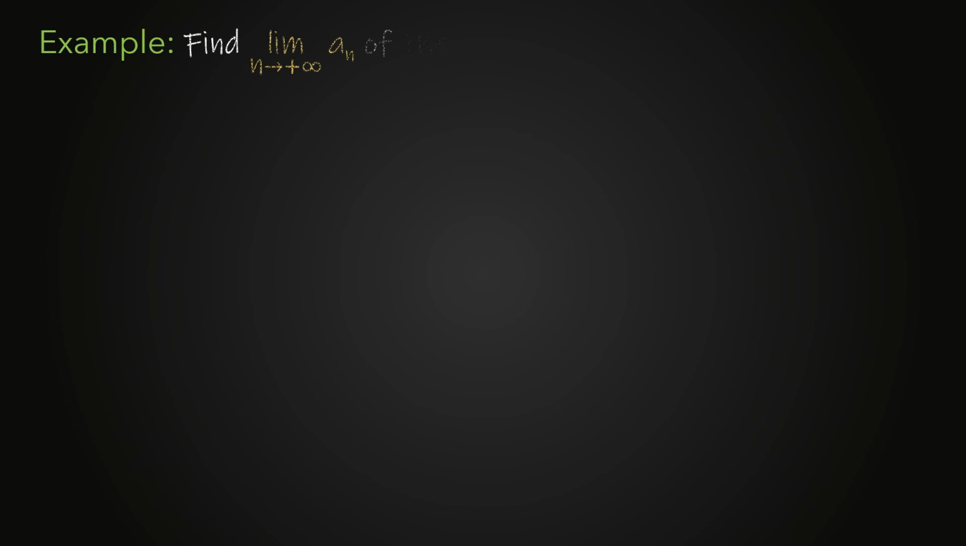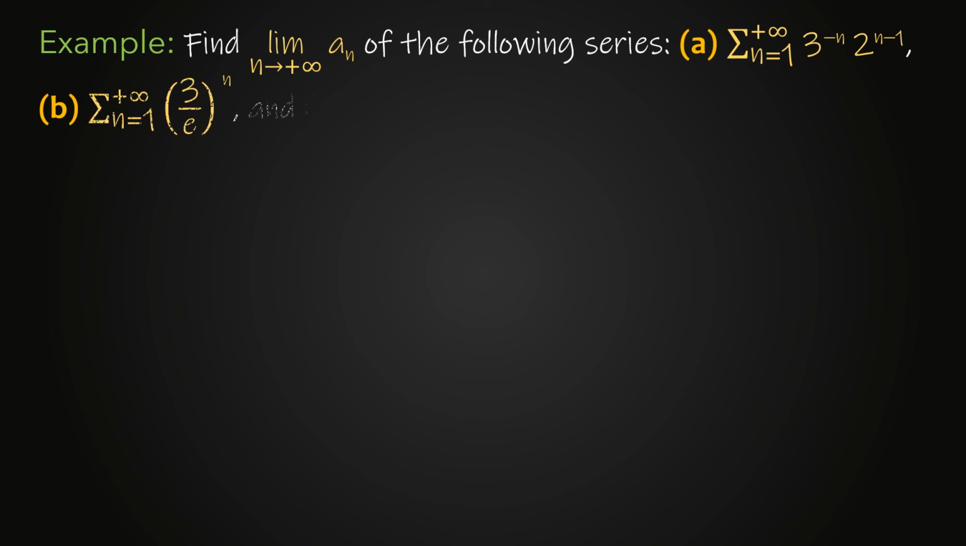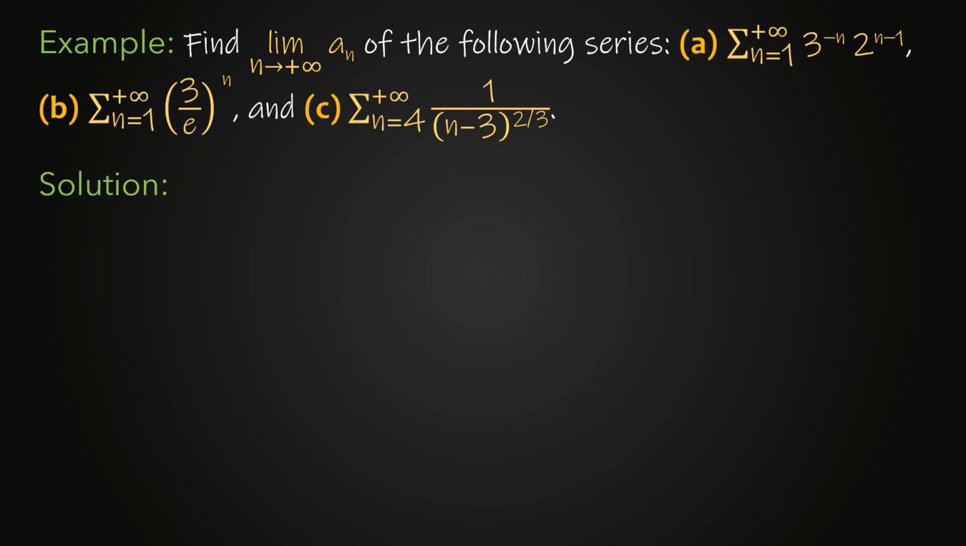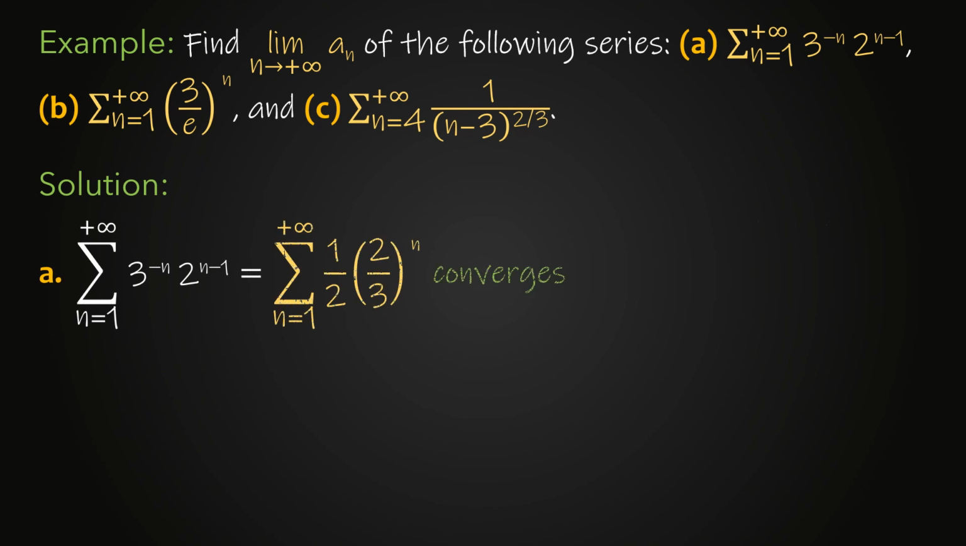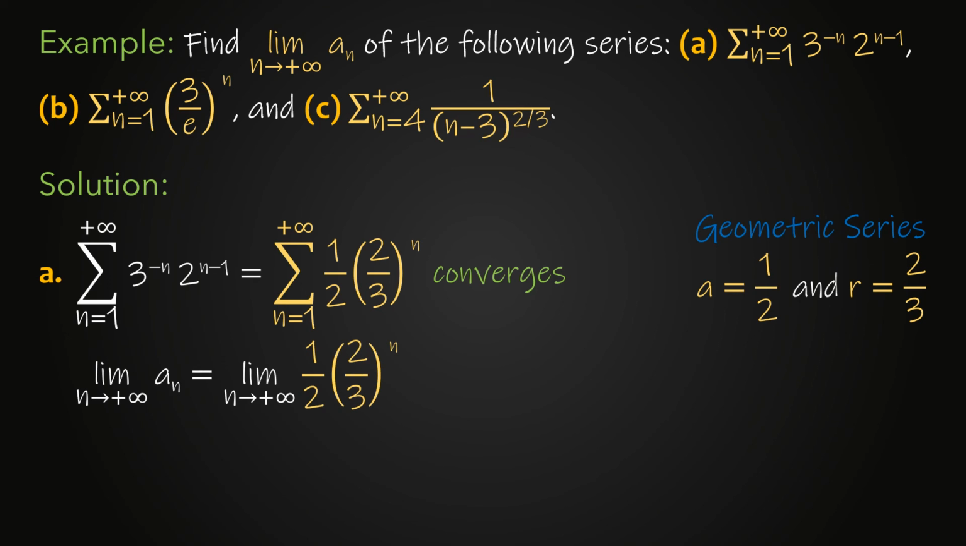Example. Find the limit of the terms of the following series. Solution. A. We found out earlier that this geometric series converges, because r is less than 1. Take the limit of the general term. Recall that an exponential sequence converges to 0 if the absolute value of the base is less than 1. The limit is 0, which means the terms of the series converge to 0.